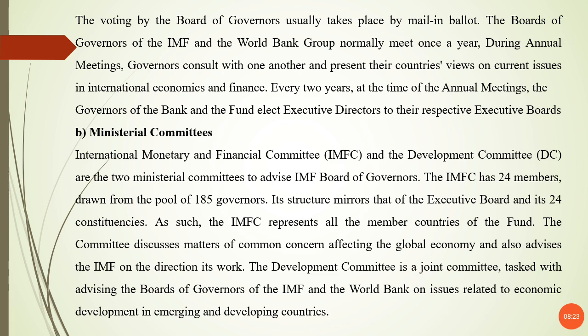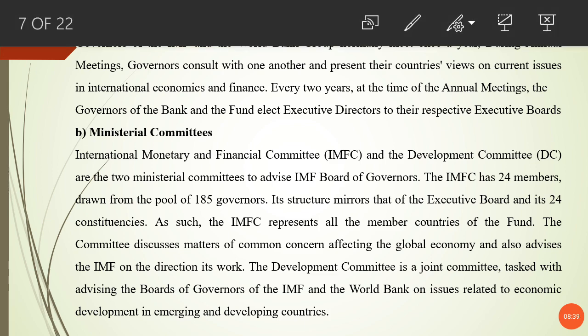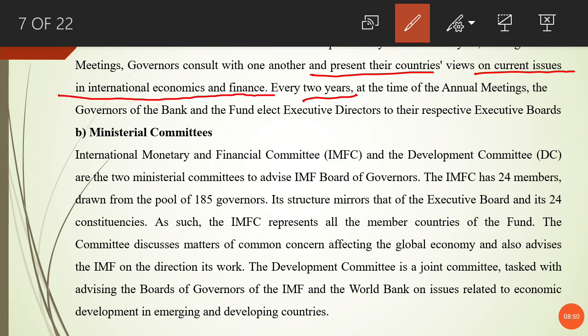The voting by the Board of Governors usually takes place by mail-in ballot. The Board of Governors of the International Monetary Fund and the World Bank Group normally meet once a year. During the annual meeting, governors consult with one another and present their countries' views on current issues in international economics and finance. Every 2 years, at the time of the annual meeting, the governors of the Bank and the Fund elect executive directors to their respective executive boards.